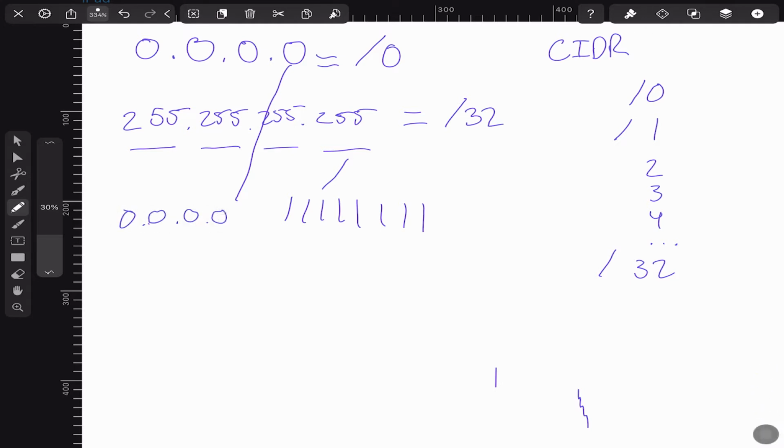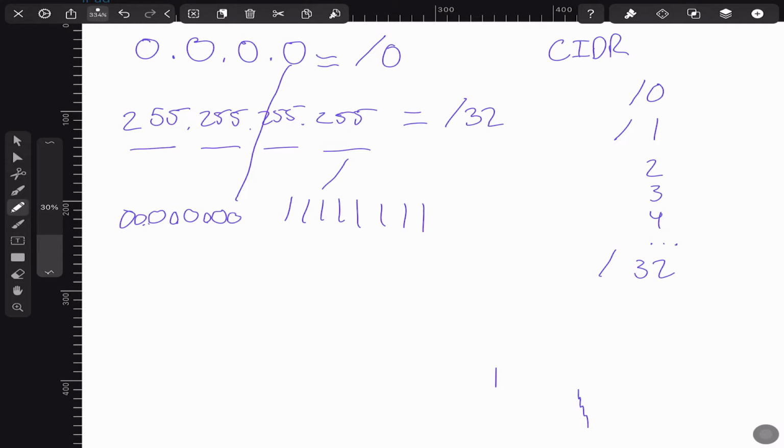Or 8 zeros, sorry. 8 zeros. So an IP address is actually a 32-bit address. It's 8 bits in each octet, right? So 8 times 4, because there's 4 of them, is 32. And that's what an IP address actually is.